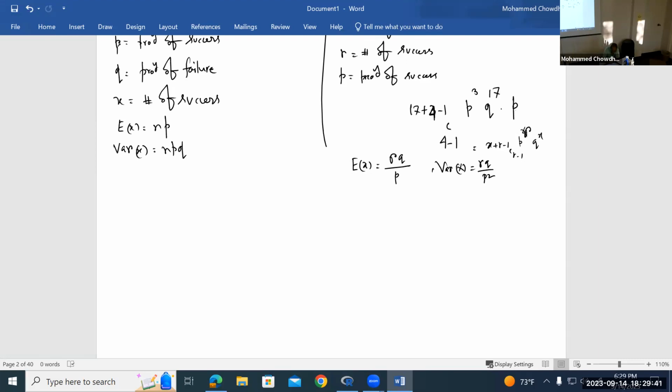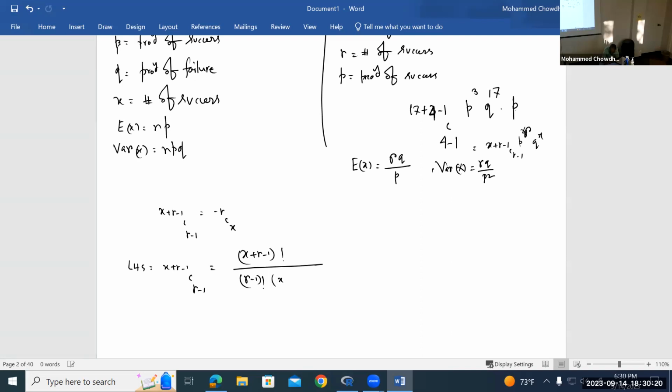Here is the coefficient. The negative binomial coefficient: x plus r minus 1 choose r minus 1 is equal to minus r choose x. These two are the same. Now I'm going to show you these things, and then I will derive this mean. If on the left-hand side I write x plus r minus 1 choose r minus 1, it could be written as (x plus r minus 1) factorial over (r minus 1) factorial times x factorial.